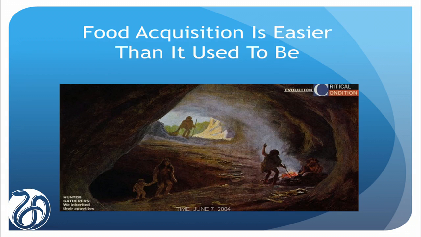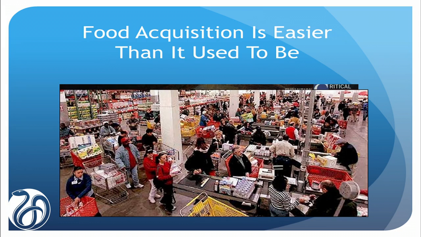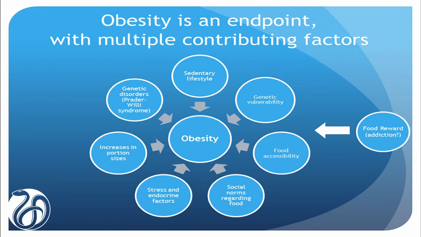Also, food acquisition is a bit easier than it used to be. If you think back to what our ancestors might have looked like, if we evolved from hunters and gatherers, we used to have to work pretty hard to get food. We had to go out in the field and find berries or find an animal and really work to get that food. But that's changed. These days, fortunately for many of us, food is relatively easily accessible and relatively cheap. But that does mean it's changed the way in which we acquire it.